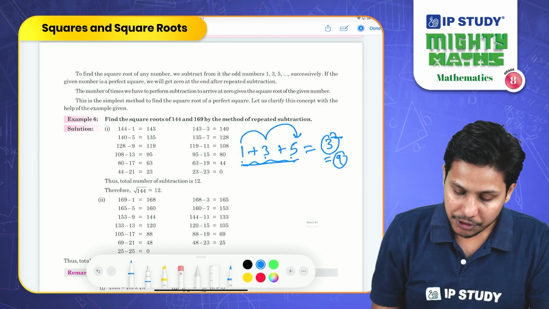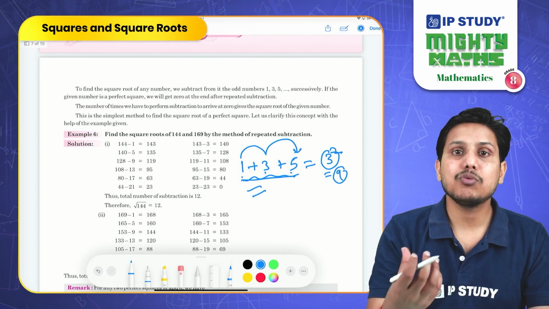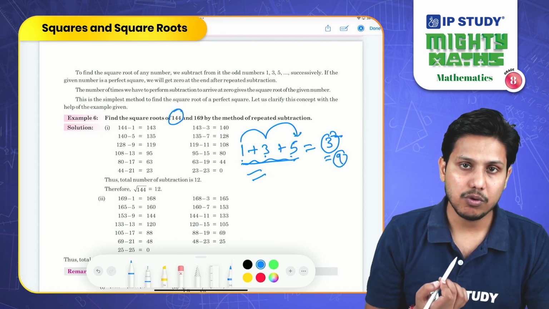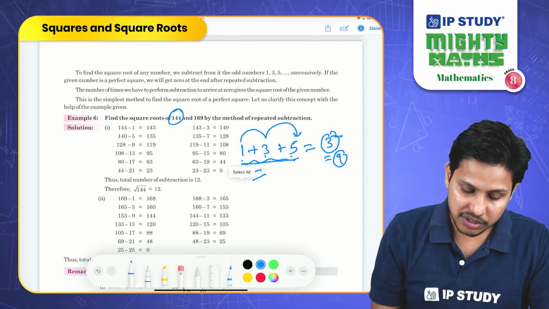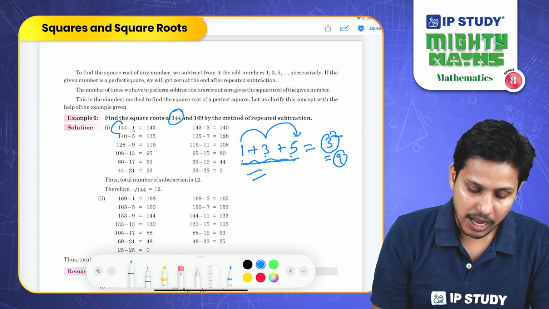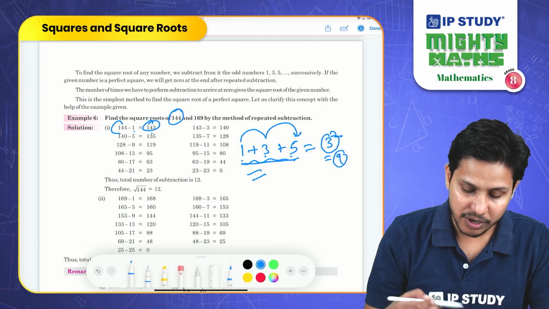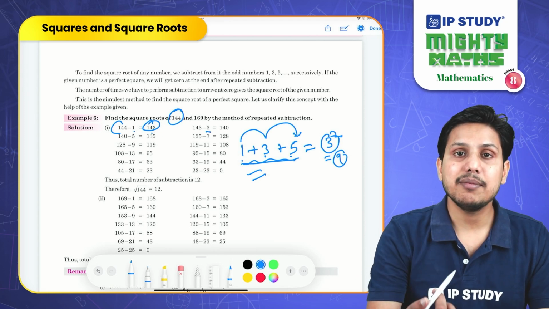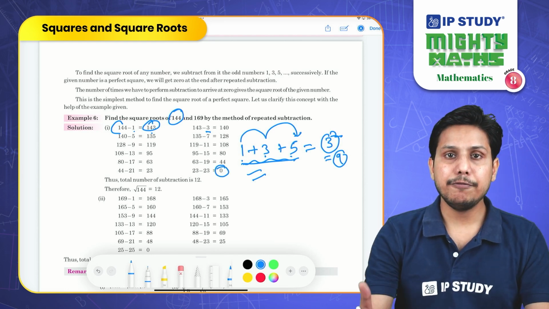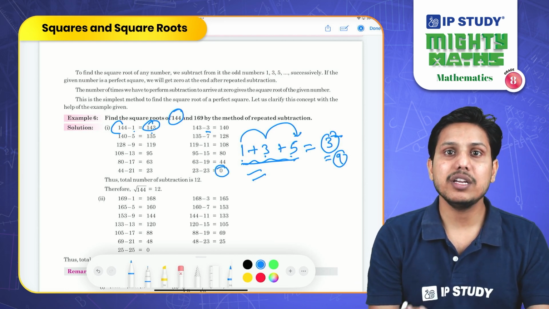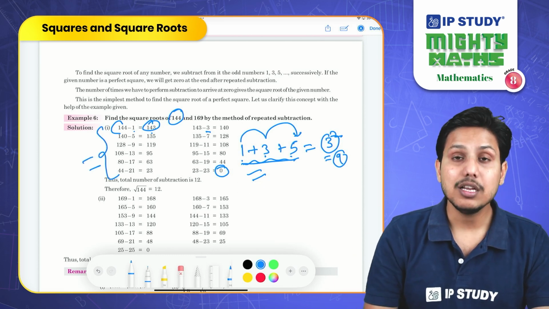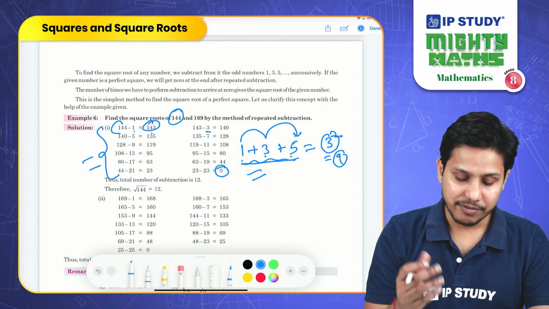Now using this property we can find the square root of a number. How? Let's suppose we have to find the square root of 144. We start subtracting, starting from the first odd number, that is 1, and then we use the result and again subtract the next odd number, that is 3, and at the last stage we will reach 0. The number of steps taken to reach 0 is the square root of the given number. Here we have taken 12 steps, so the square root of 144 is 12.